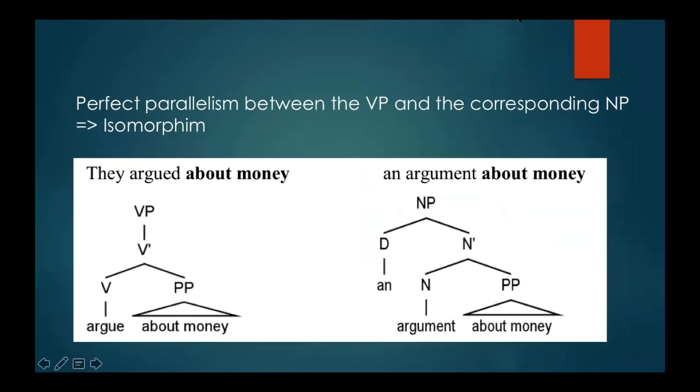Now, you can look closely, you can see that there is a perfect parallelism between the VP and the corresponding NP. And we call it isomorphism. So they argue about money and an argument about money. And in the VP, about money is a complement. So the same here, about money should also be the complement. Okay?